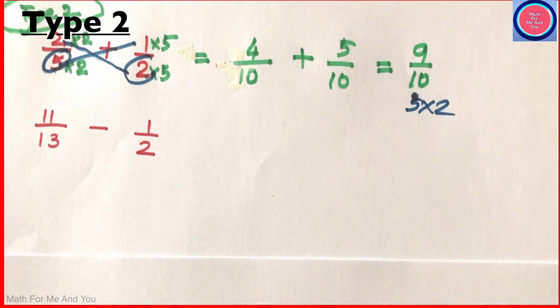So the answer, 4 plus 5, is 9. See the second question, 11 over 13 minus 1 over 2. Shall we do it in this way?